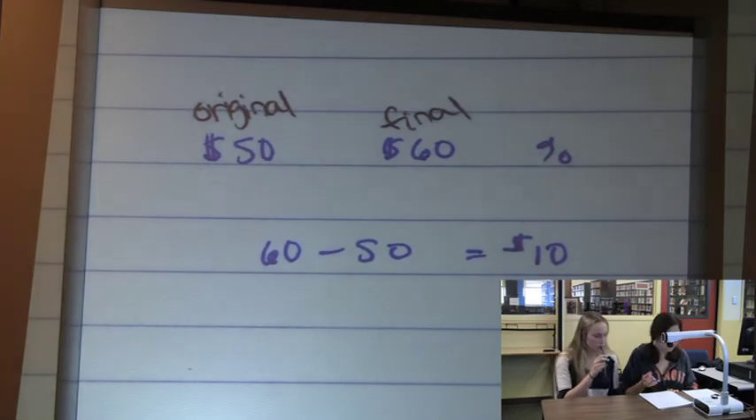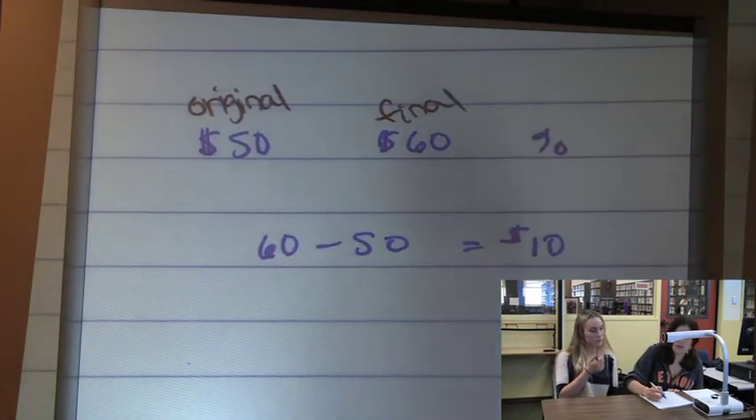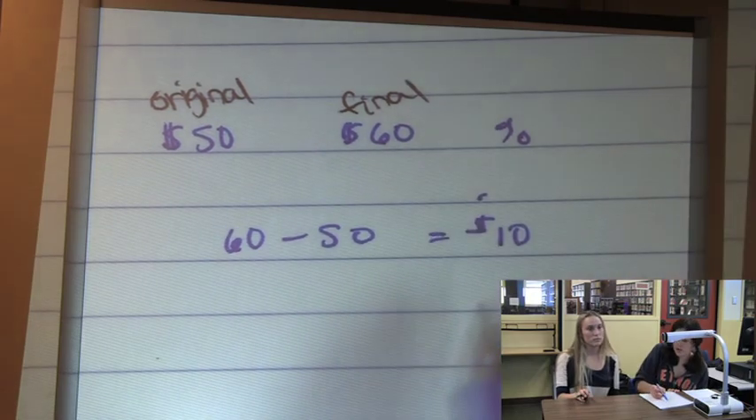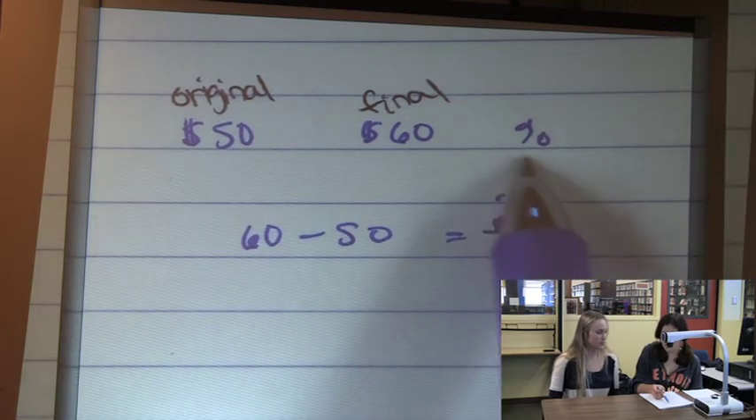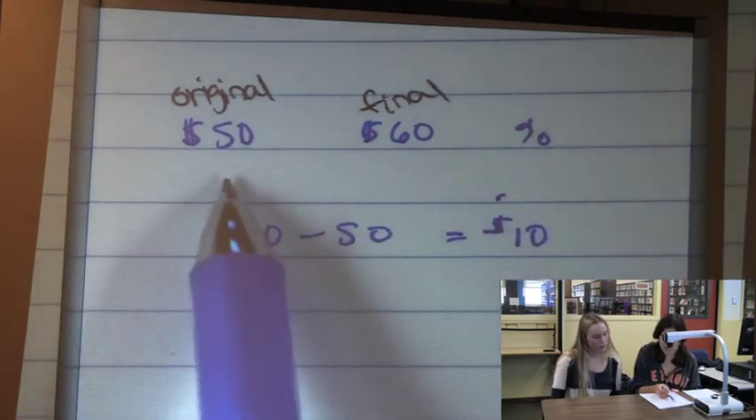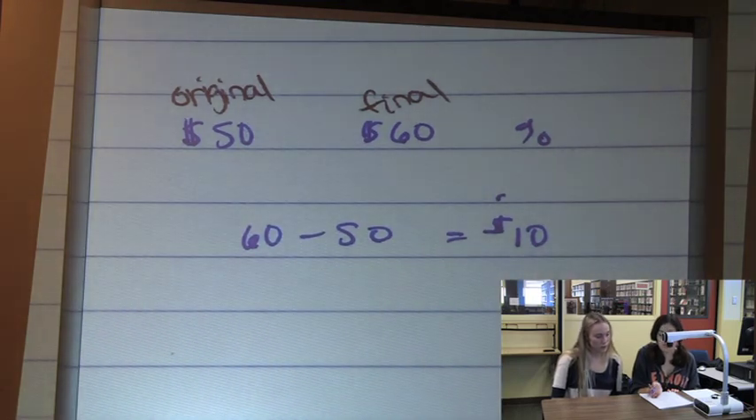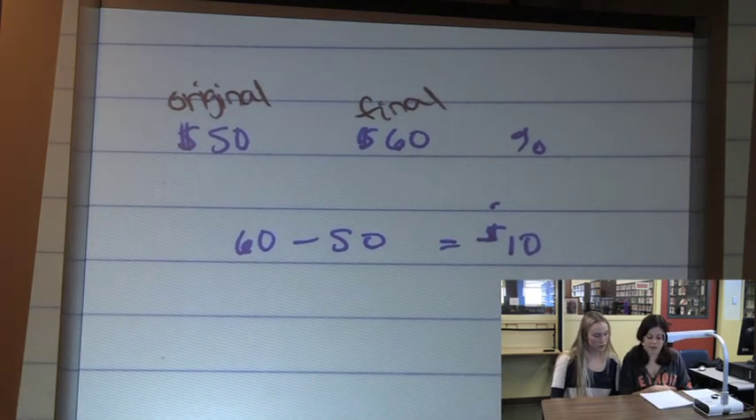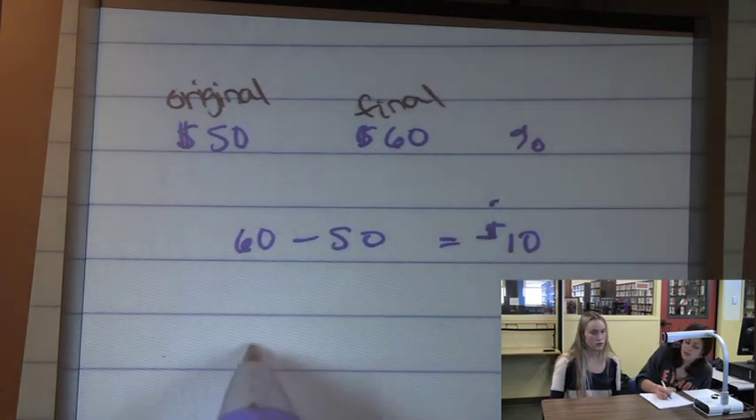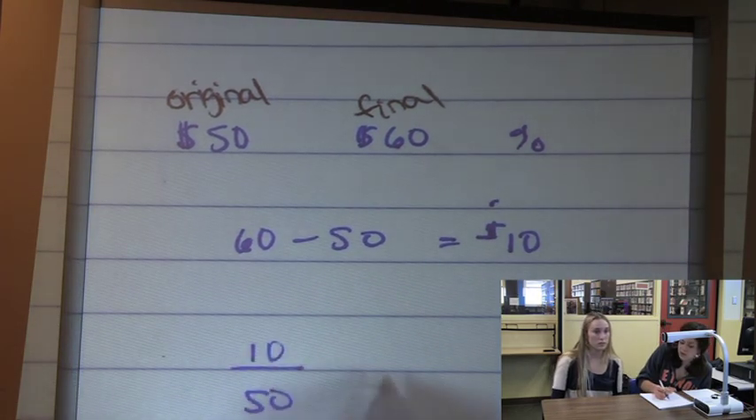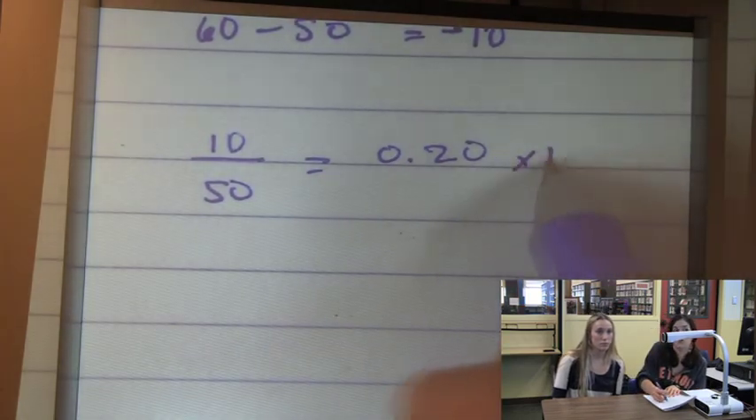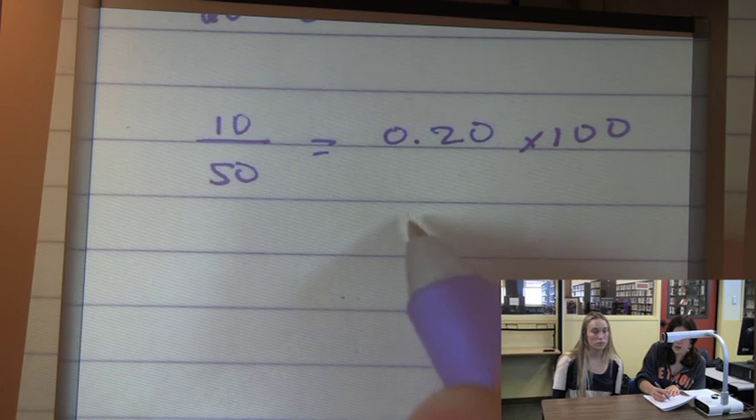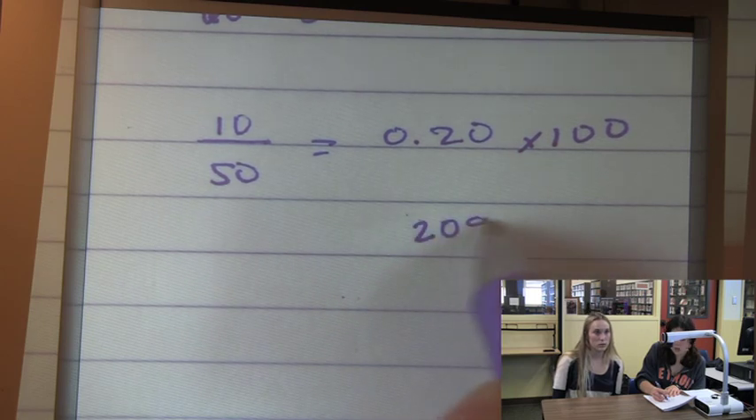So now we know that $10 is whatever percent of 50. That's what we're trying to find out. In order to find that, you divide the 10 by the 50 to get 0.2. And so then to find the percent, you multiply by 100, and you get that it was marked up by 20%.